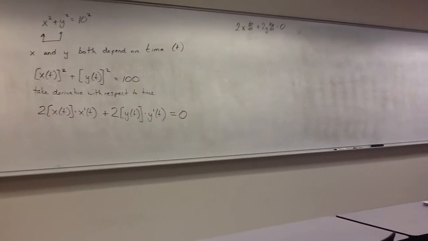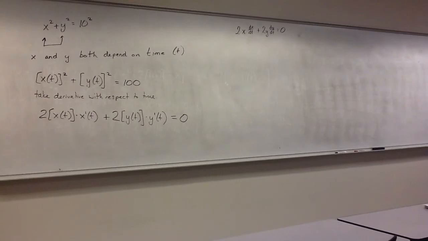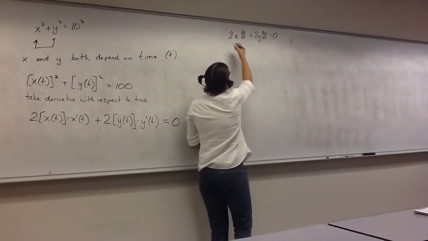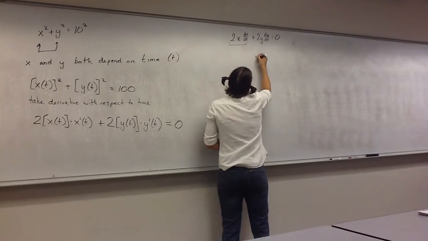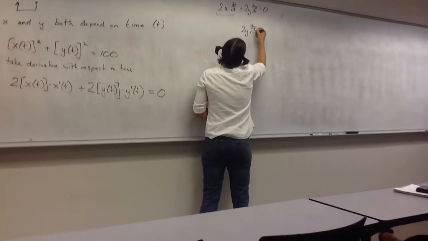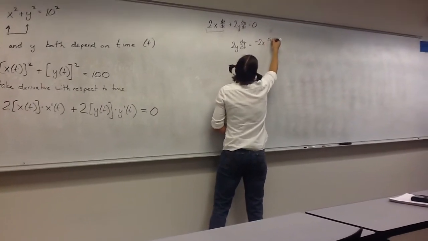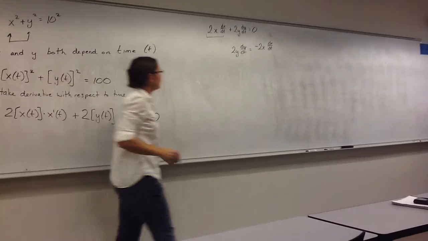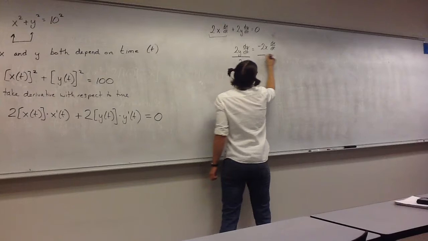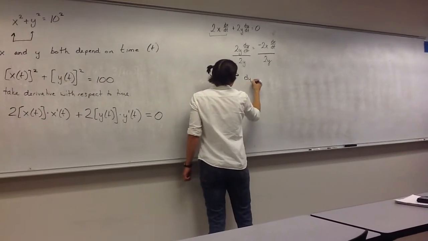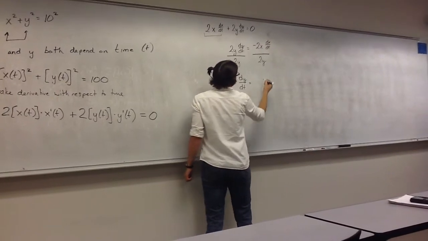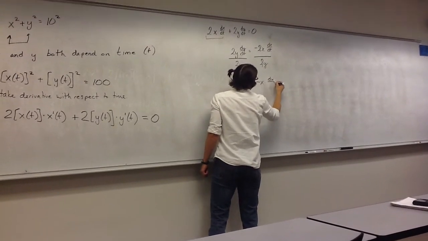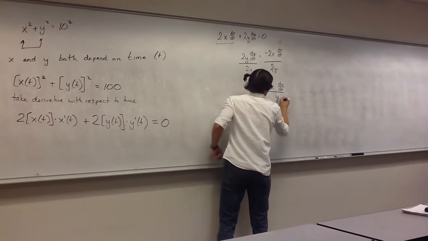All right, now our goal is to find dy over dt. So let's go ahead and solve this equation up here for dy over dt. In order to do that, I've got to move this 2x times dx dt over to the right side. So I have 2y times dy over dt is equal to negative 2x times dx over dt. And then I'll need to divide both sides by 2y. So we have dy over dt is equal to, well, my t's cancel, and I'm left with negative x times dx over dt divided by y.